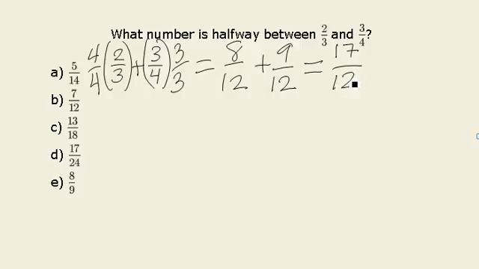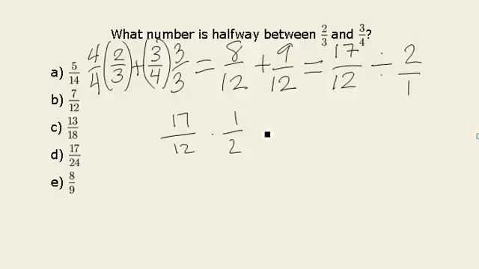Now that you've added across, you want to divide by the number of terms you have. So this would be divided by 2, or 2 over 1. When dividing fractions, it's actually easier to multiply by the reciprocal or the multiplicative inverse. This is done by reversing the numerator and the denominator. So I'm going to do that to the 2 over 1 here. So the problem becomes 17/12 multiplied by 1/2.